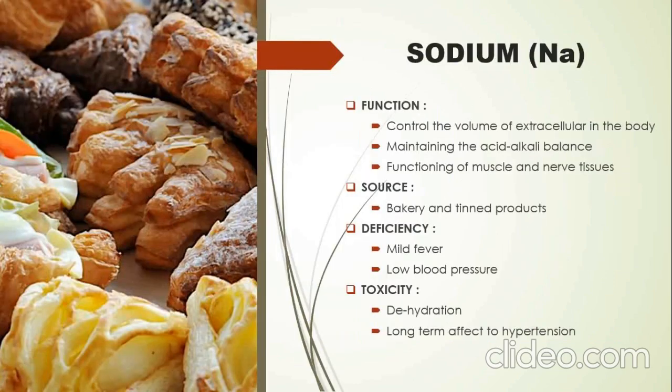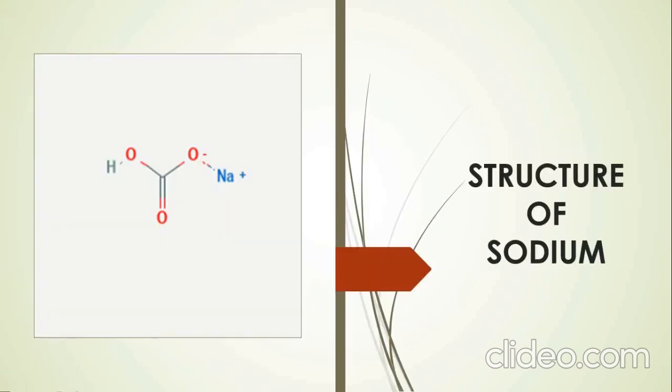The function of sodium is to control the volume of extracellular fluid in the body, maintain the acid and alkaline balance, and also support muscle and nerve tissue function. Sodium can normally be found in bakery and tinned products like bread and so on. Deficiency of sodium can cause mild fever and also lower blood pressure. This may cause dehydration, while hypertension is the long-term effect of lacking sodium. These diagrams show the structure of sodium.